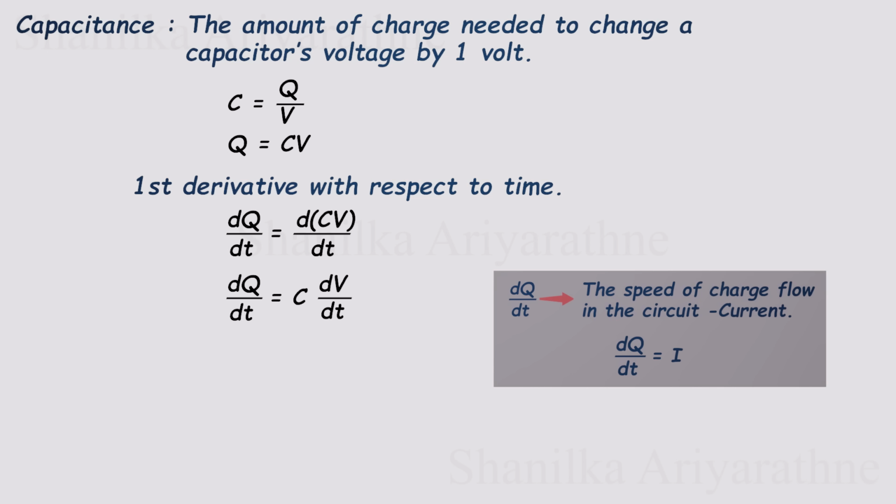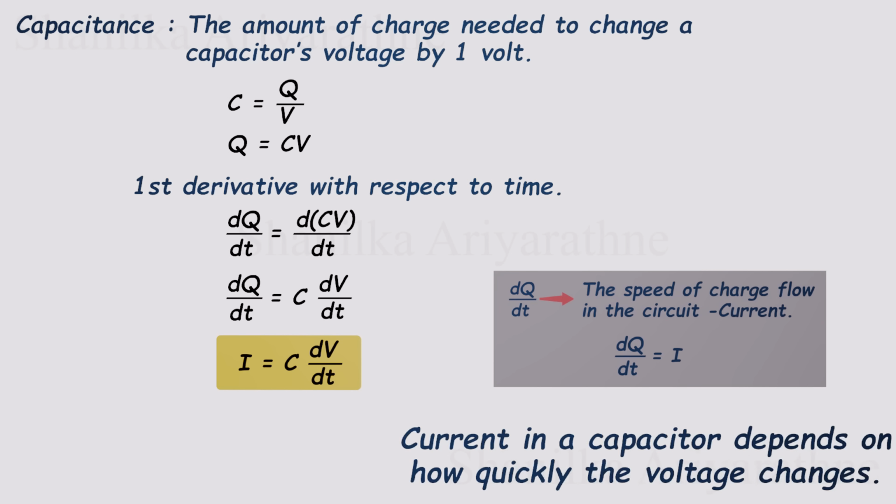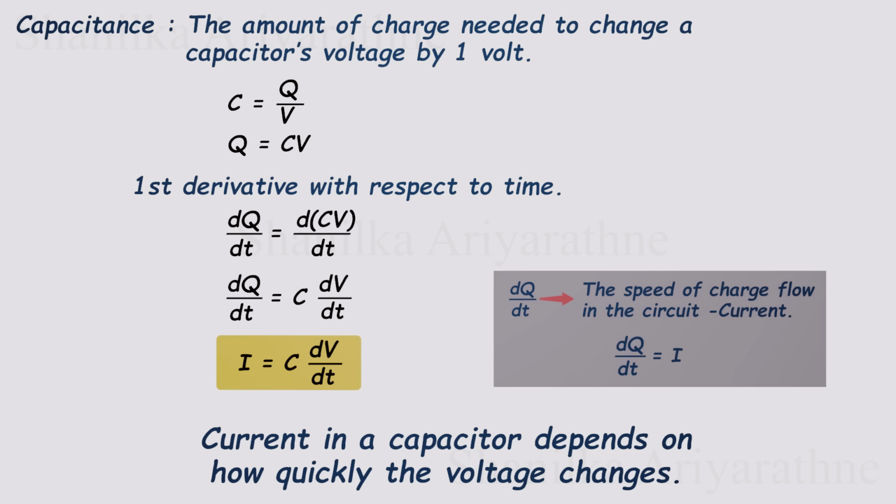It's the rate at which charge flows through the circuit. So now we have a super handy equation connecting current and voltage in a capacitor. I is equal to C times dV by dt. This equation shows that current in a capacitor depends on how quickly the voltage changes, not just the voltage itself. Unlike a resistor, where current is directly proportional to voltage, a capacitor responds to the change in voltage.